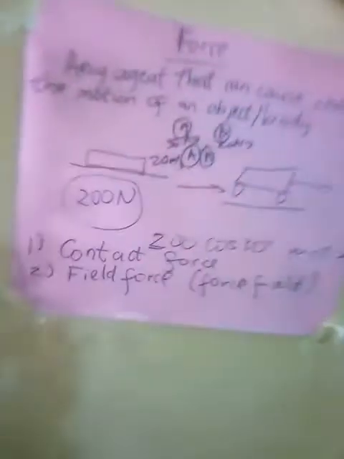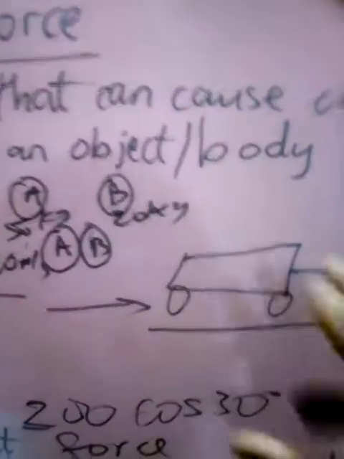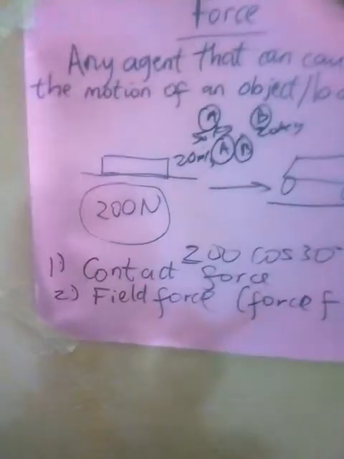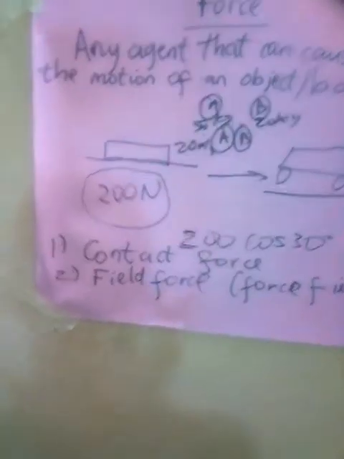Now, a force is any agent that can cause change to the motion of an object or body. It's either the body is at rest or the body is in motion. So if your body is at rest and you apply a force on the system, according to Newton's first law, a force that is large enough to push it is going to move. That's a change in motion, and force at the same time can stop a moving object.